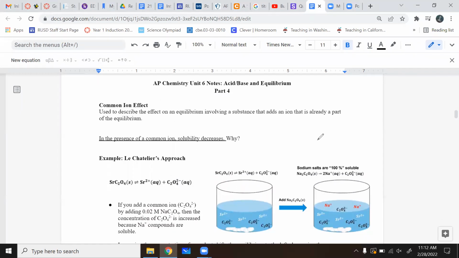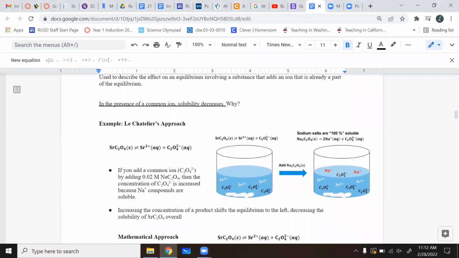Moving on, we're going to talk about part 4, which is again acid base in equilibrium. We're going to start out by talking about the common ion effect and how that affects the solubility of certain salts. So our common ion effect is used to describe the effect on an equilibrium involving a substance that adds an ion that's already part of that equilibrium. So if you want to visualize that real quick, there is a diagram right here.